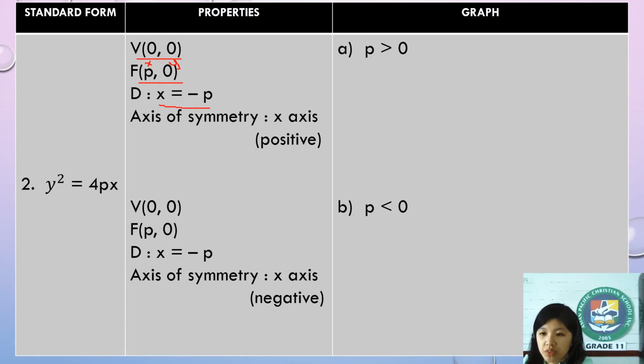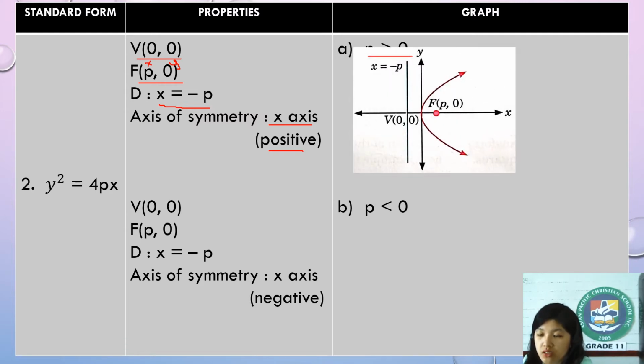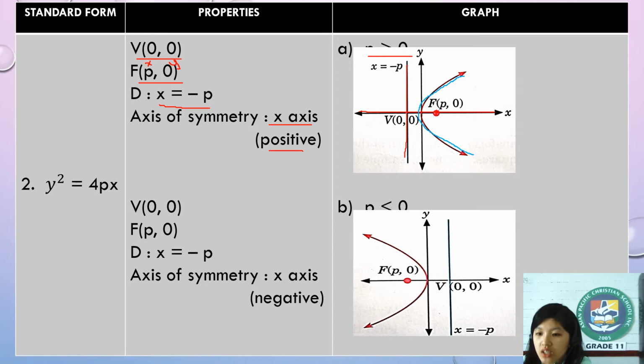Ang axis of symmetry, kapag ang x-axis positive or p is greater than 0, will be ganito, opens to the right. Ayan, kagaya na sinabi ko, nasa x-axis tayo, itong line na ito. Then, ang directrix, hindi siya magta-touch dun sa parabola, which is ito. Ayan. Next, kapag p is less than 0, x-axis, nasa negative.